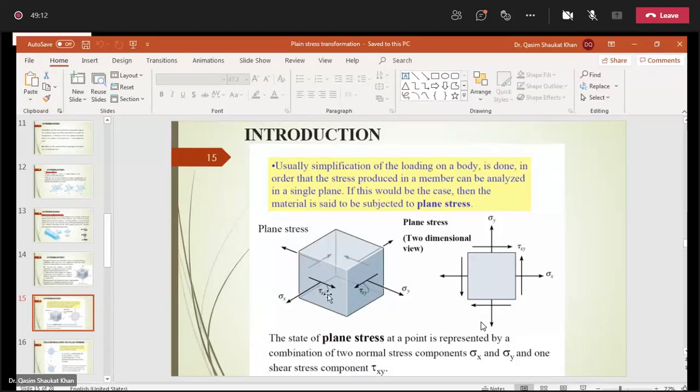Fine. Now our unknowns are sigma x and sigma y. These are the two normal stresses which are our unknowns. Then tau xy and tau yx. Tau yx is the complementary shear stress of tau xy. So basically, I have only one unknown shear stress, that is tau xy. Is this point clear, guys? If you have any question, please ask me.